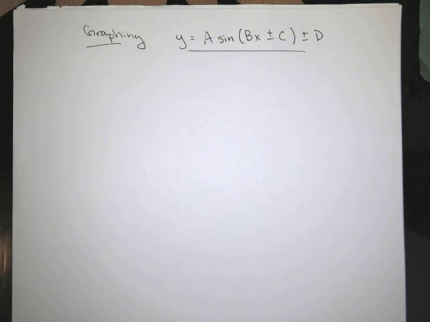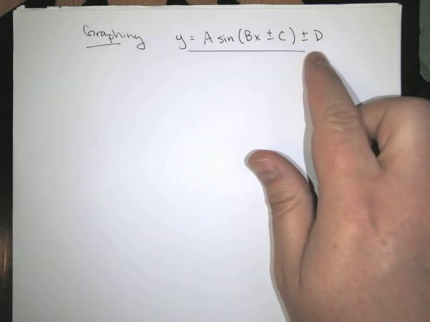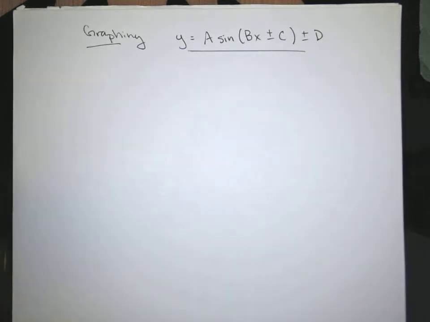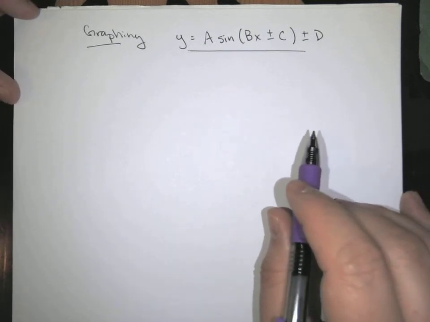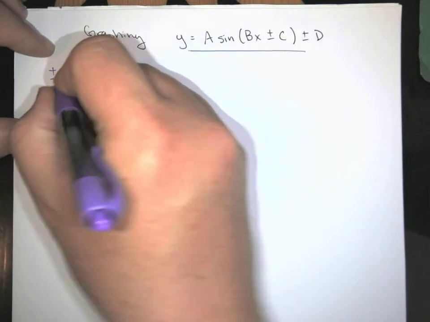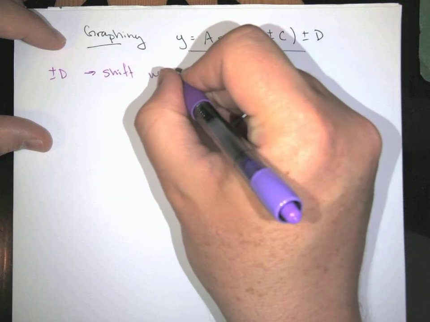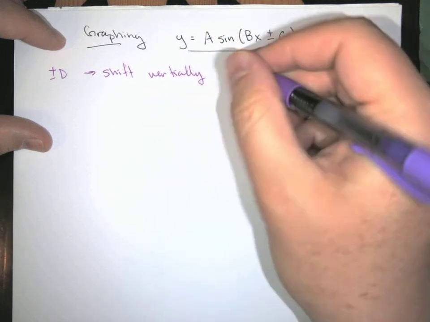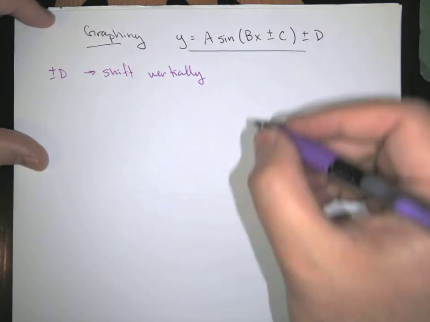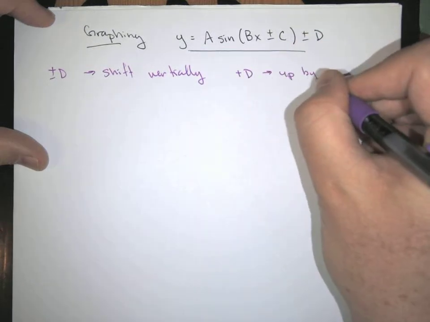Okay, the final frontier, the final modification for graphing a sine curve. The thing that's new is this plus minus d at the very end of it. So what this does is it affects the vertical positioning. So plus minus d is going to shift vertically. And so what's going to happen here is if I go plus d, that's going to go up by d.